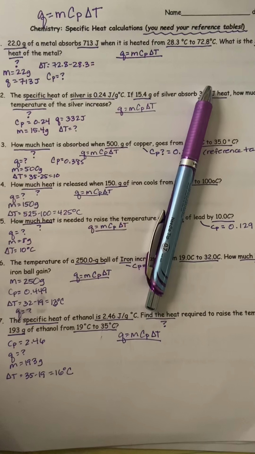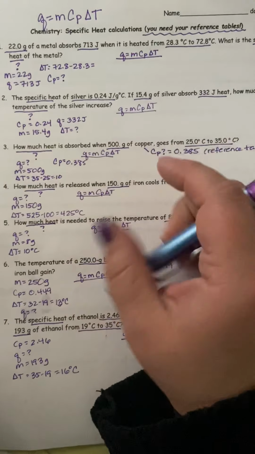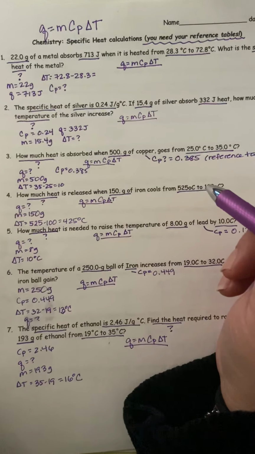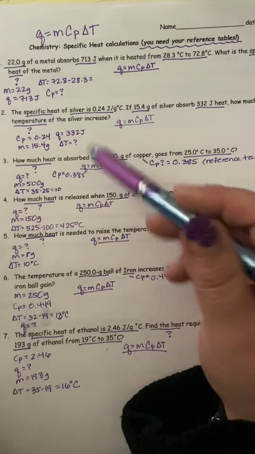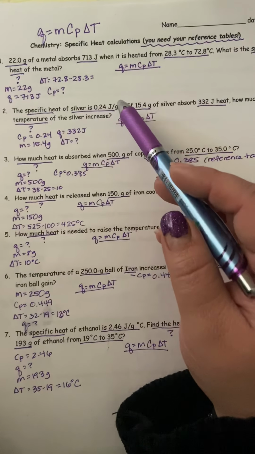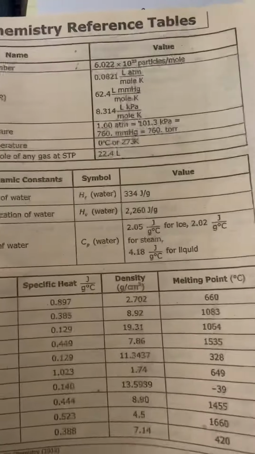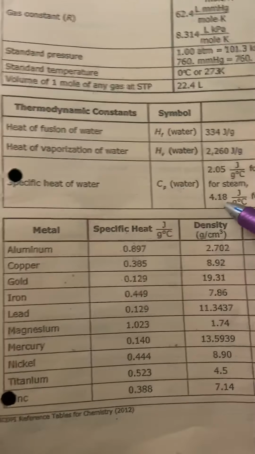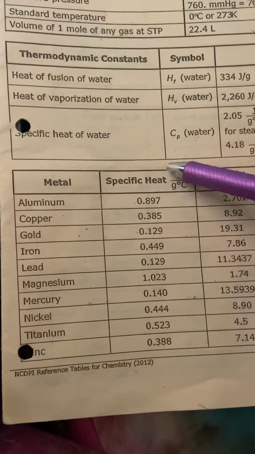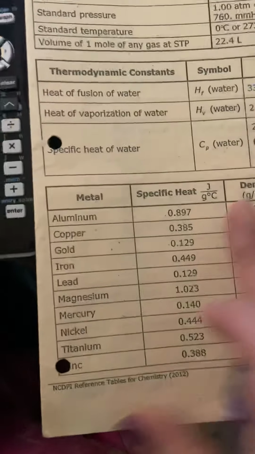So this is posted on Canvas, and the previous calculations were for heat of vaporization, specific heat, and heat of fusion. Now this one is just specific heat, and the reason I did this separately is because we know the specific heat of water. If you look on your reference tables, you will see the specific heat for water is 4.18. But look at all these metals you've been given the specific heat for. So I just wanted to use some of these and switch it up a little bit.